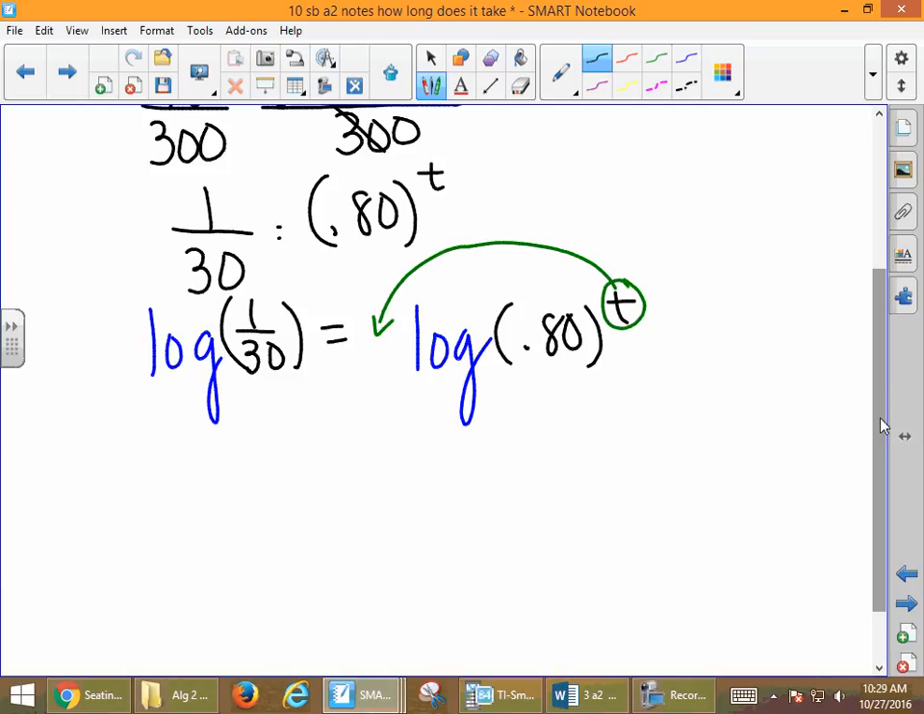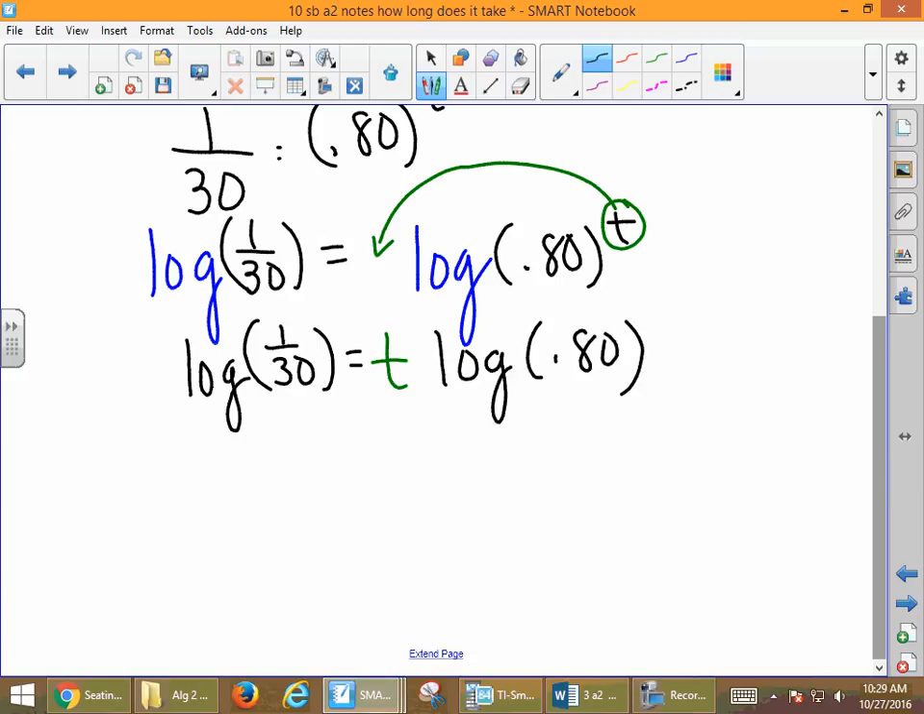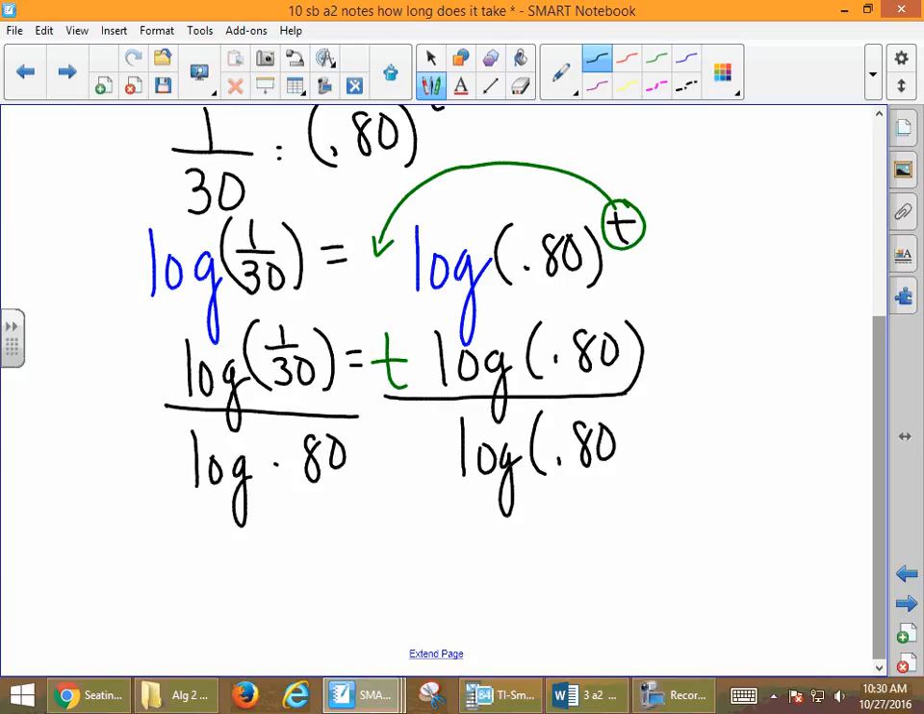So now what we have is log of 1/30th equals t times log of 0.8. And we want to solve for t. And it's t times the logarithm, so the inverse operation is to divide. And that's what we're going to type in our calculator.